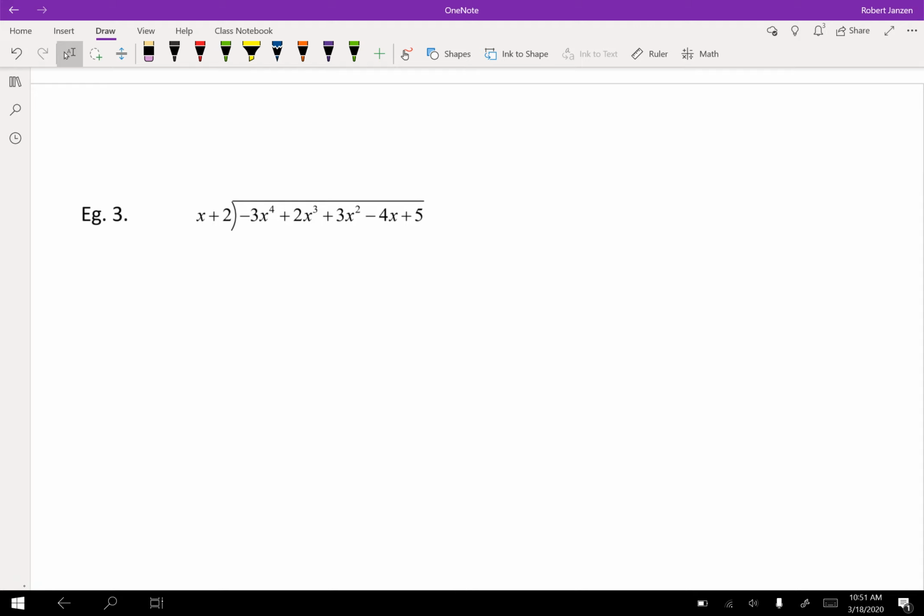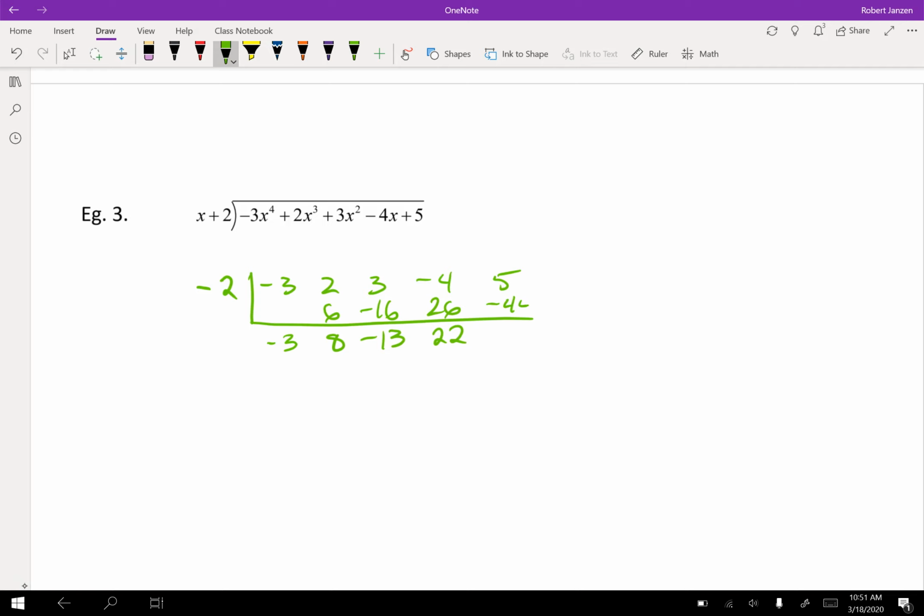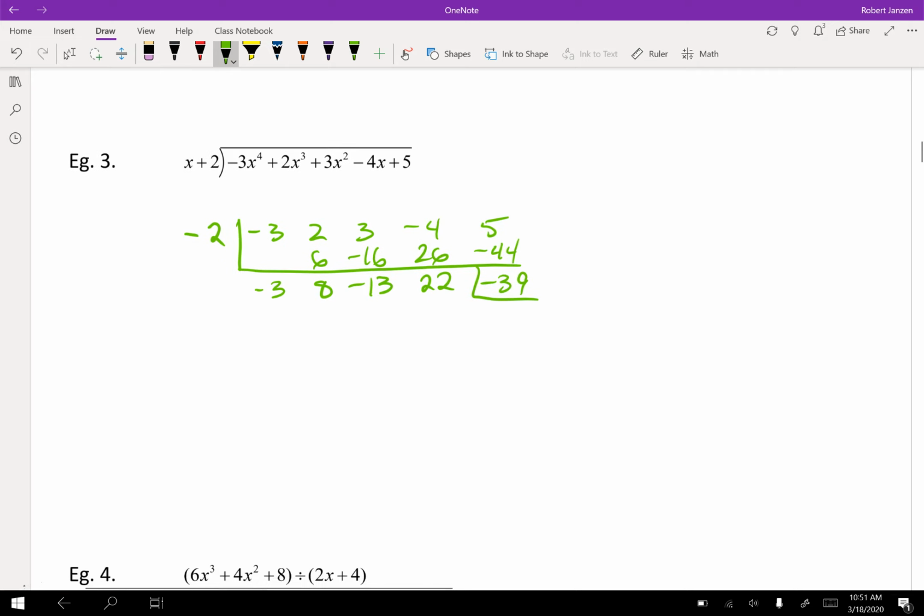Try the next one on your own, please. Notice it's set up in long division. Let's set it up in synthetic division. So pause and try it. Okay, so there is the division.